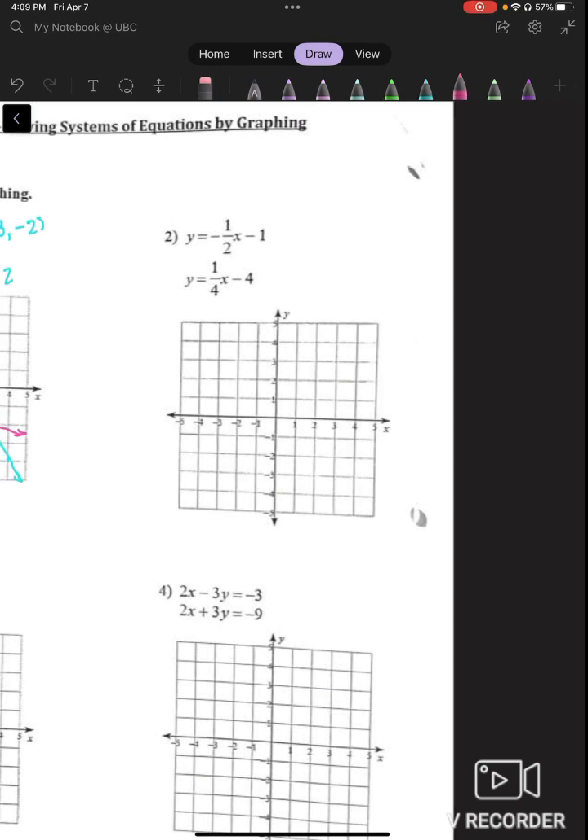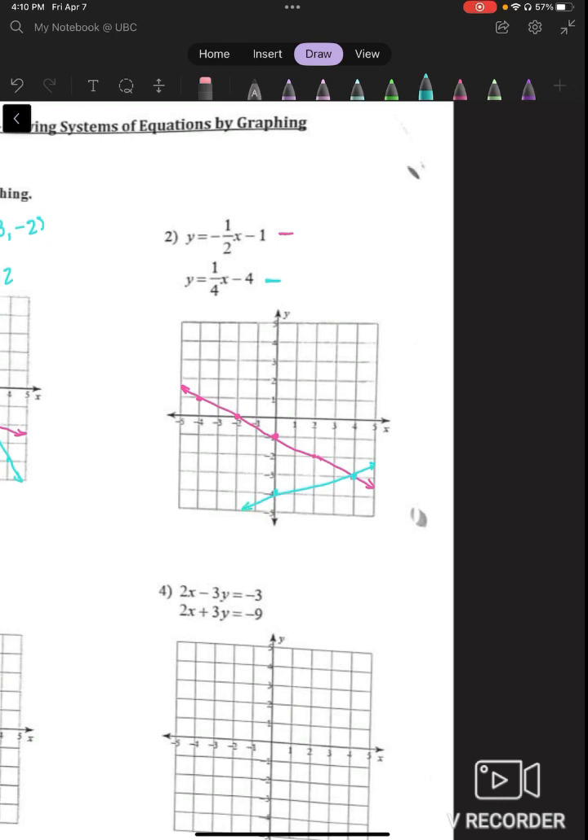For the second problem, I'll graph this equation by first dotting the -1 intercept and then going down 1 over 2 on the right, then up 1 over 2 on the left, like that. And then the second equation, I'll dot the -4 intercept and then I'll go up 1 over 4 on the right because it is a positive slope.